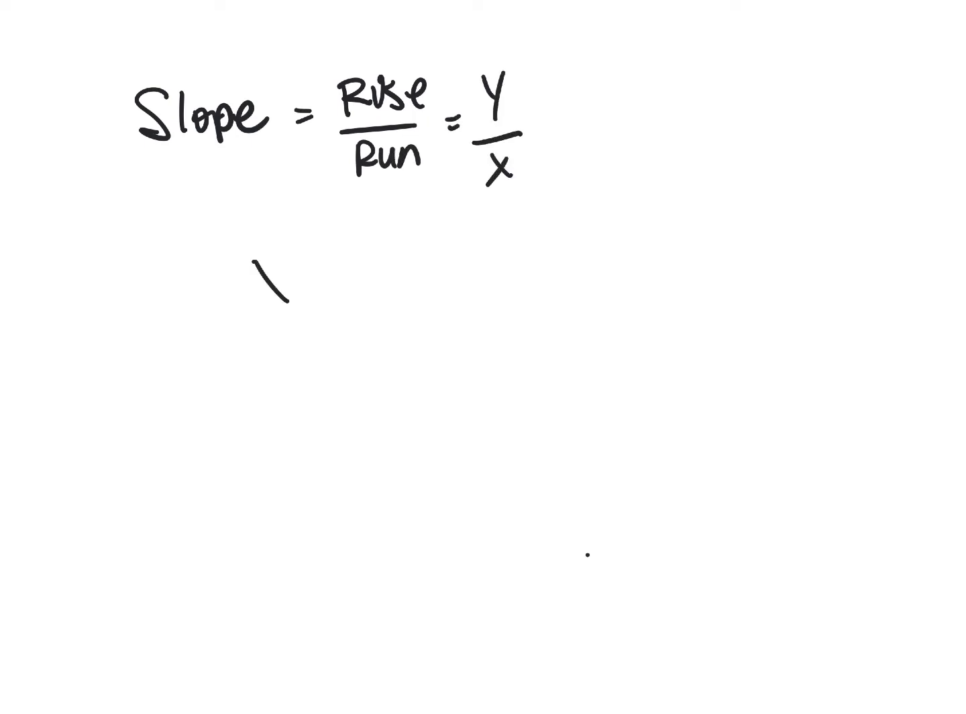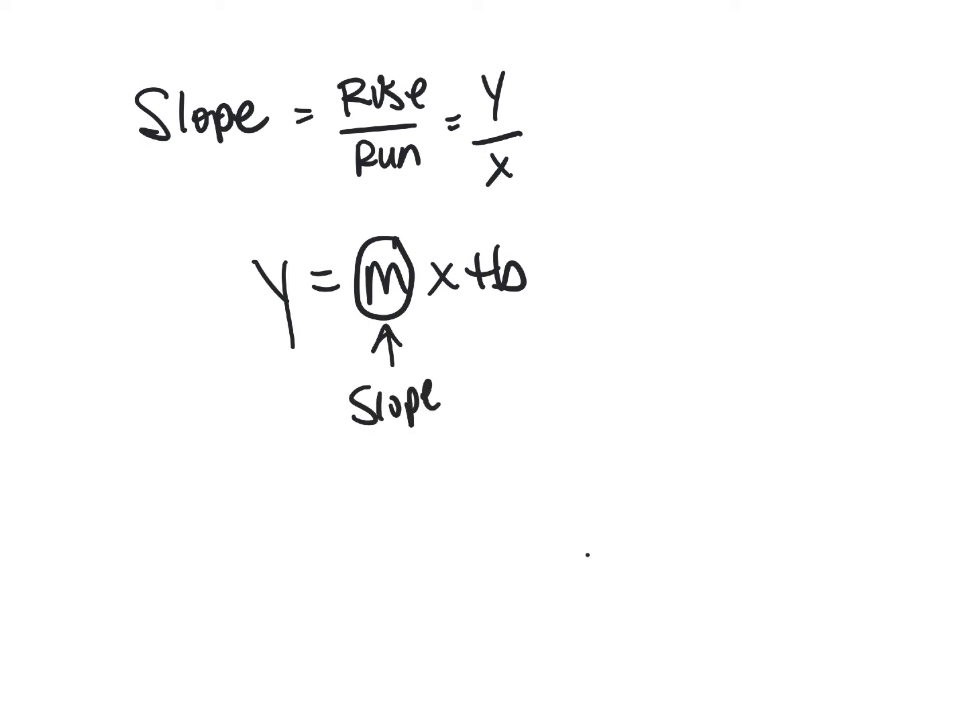Okay, so today we are talking about understanding how to find the slope of a graph. So remember, when we are looking at the slope, it is rise over run, which is the same thing as y over x, right? And so we are looking at linear equations, y equals mx plus b, where m is your slope. It is the coefficient or the number in front of x. And b is your y-intercept.